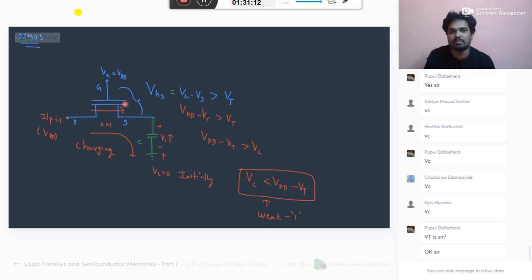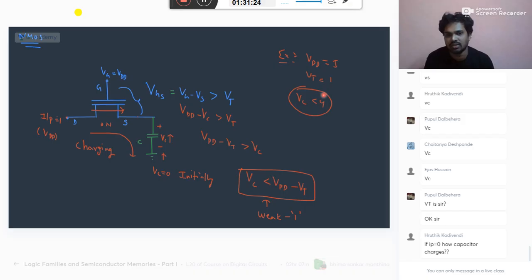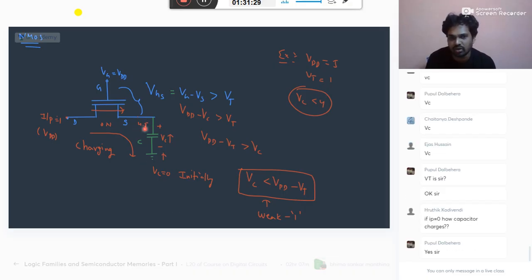Okay. So for example, this is 5. If you want, for example, VDD equal to 5, VT equal to 1, so VC must be less than 4. It cannot increase beyond 4. If it wants to become 4.5 or 4.1, then 5 minus 4.1 is 0.9, so it stops. So even if you give 5, you don't get 5 in the output. That's why we can say NMOS is weak in passing 1.